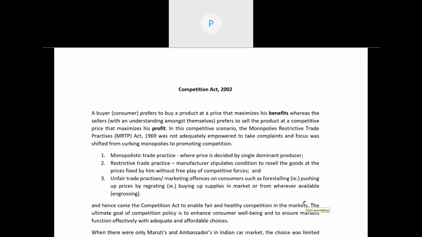So, in general, in the market, you as a consumer want to buy a product that maximizes your benefit, whereas a seller wants to sell a product maximizing his profit, right? So competition is all about this. You as a consumer want to maximize your benefit, whereas the seller wants to maximize their profit. So for this reason only, the Act was enacted.